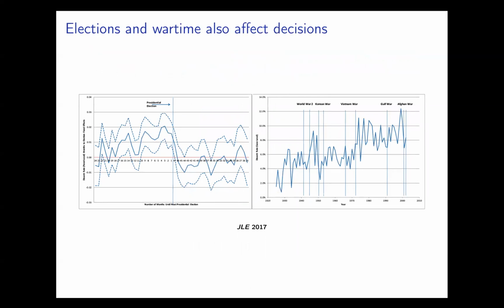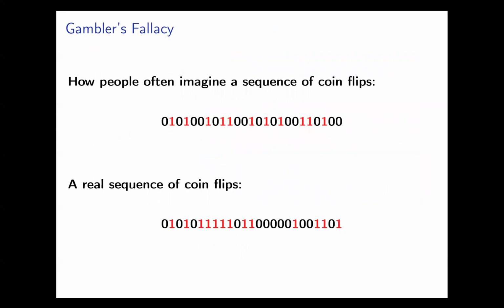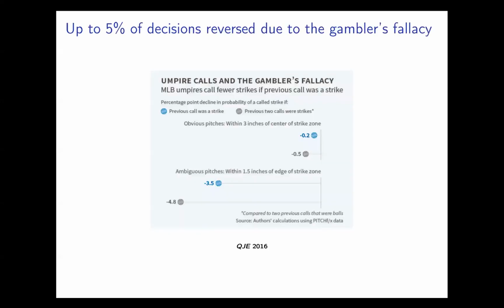But not only, there's the gambler's fallacy. So in a sequence of coin flips, it's not that uncommon to have streaks of ones or streaks of zeros. In other words, any two sequences are equally likely, but people tend to think the sequence at the top is more likely than the one at the bottom. So if I'm an asylum judge and have the gambler's fallacy, and I grant asylum too much in a row, I might worry I've become too lenient. If I deny asylum too much in a row, I might worry I've become too harsh. So I might actively negatively autocorrelate my decisions, just trying to be fair and just. And up to 5% of decisions are reversed due to the gambler's fallacy.